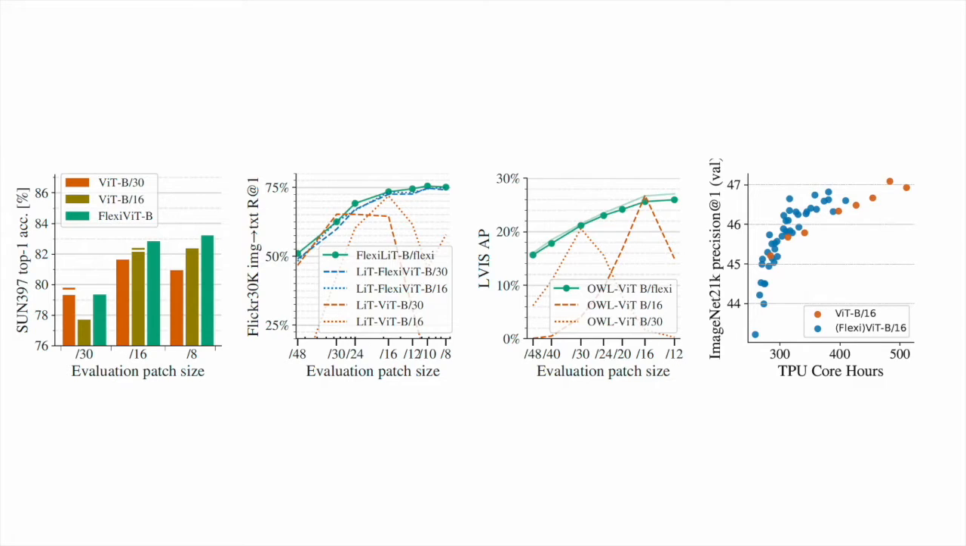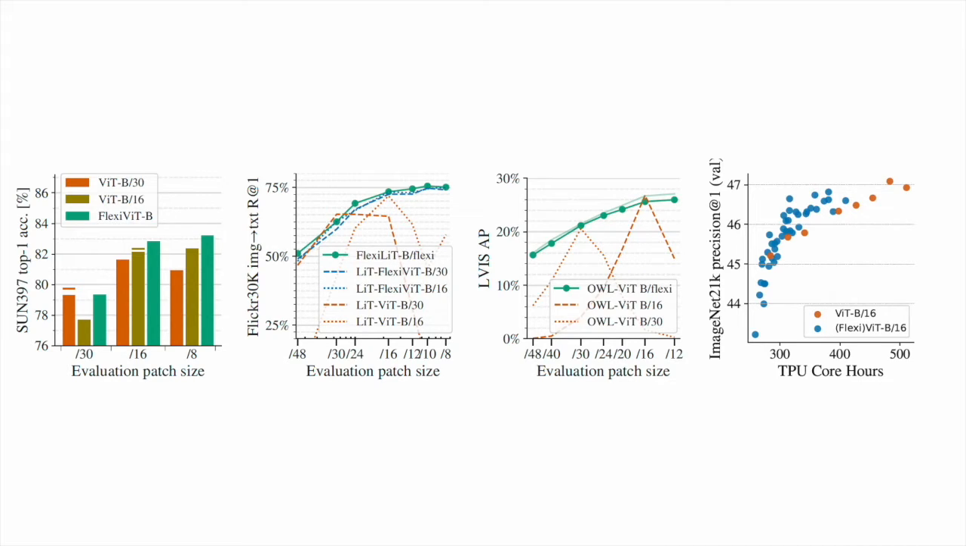On the right, we see a similar trend for a task of detection in images. For models with standard ViTs, we also see a peak in performance for the target patch size, while for the FlexiViT, we see a good performance throughout a range of patch sizes.